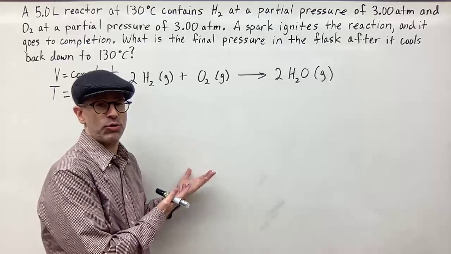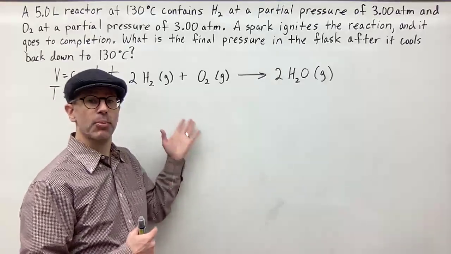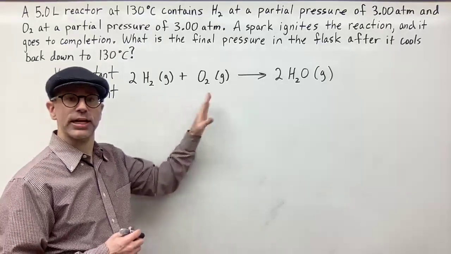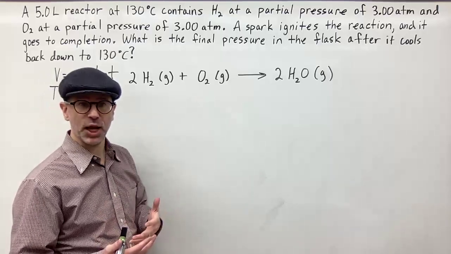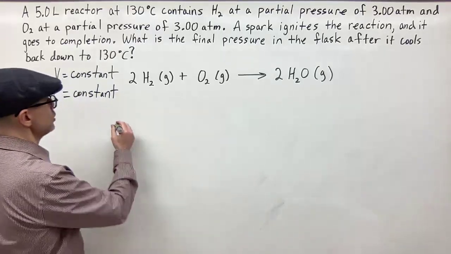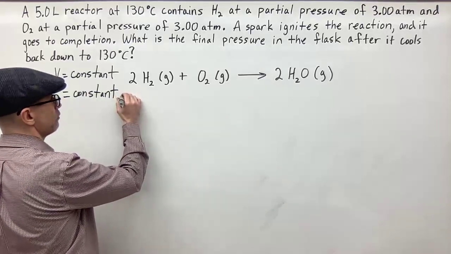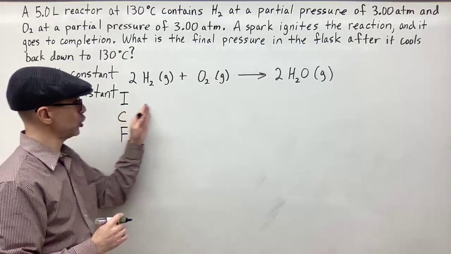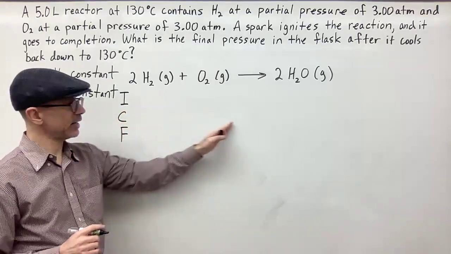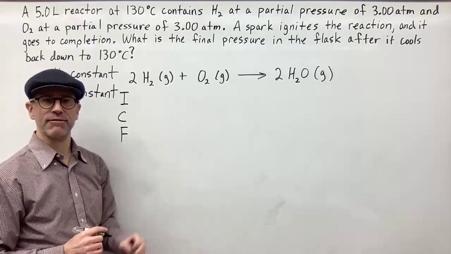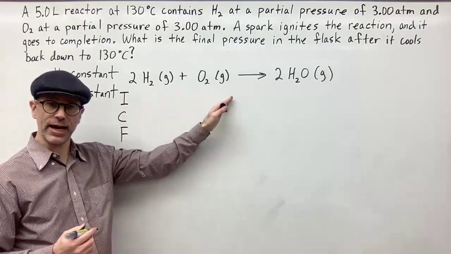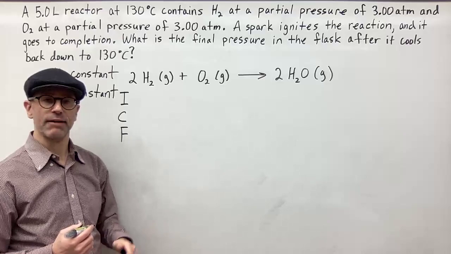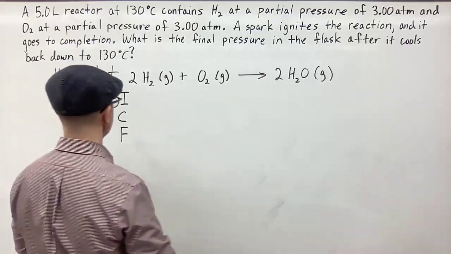So you could use volume units in the same way that you use moles. But in this problem, we're using atmospheres. So now what I can do is create a stoichiometry table using atmospheres. And here I'm going to have my ICF: the initial amounts, the change, and then the final amounts after the reaction. The initial is before the reaction, then I have the change during the reaction, and then I have the final results after the reaction.